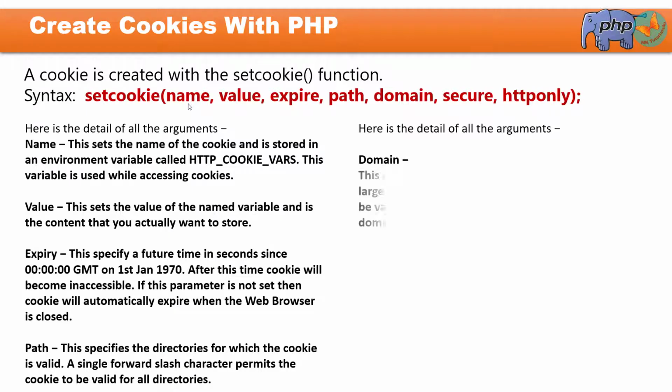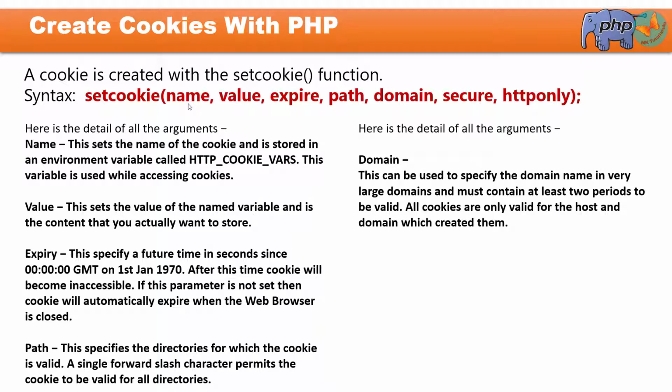The next parameter is domain. This is useful when we are dealing with large domains, and this requires at least 2 periods to be valid. Most of the time for smaller domains, this parameter is not set, and these cookies are only valid for the host and the domain which created them.